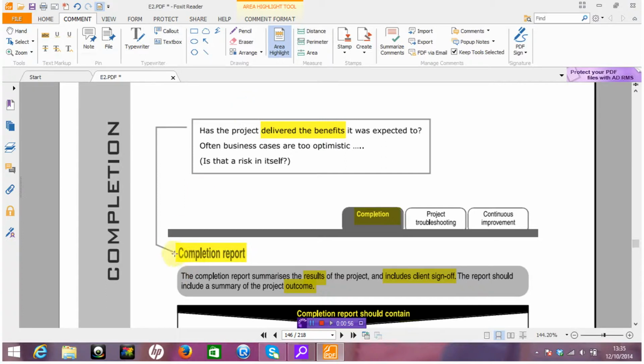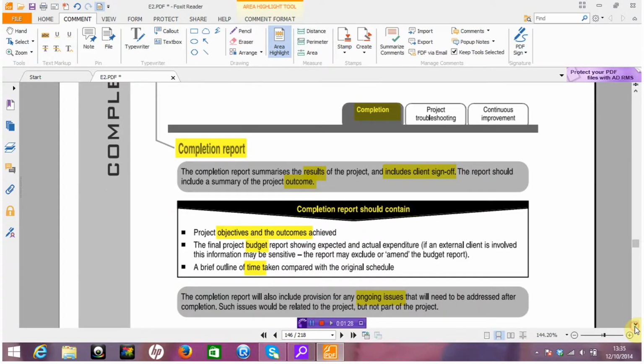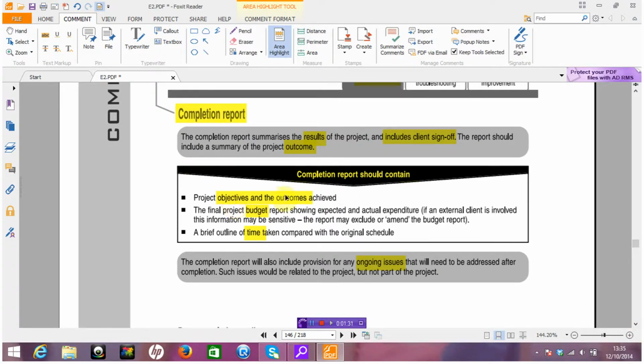Okay, so the first thing that we're going to look at is this idea of a completion report, and it's just a little summary here for you. What does a completion report do? Well, very much what you would expect. It summarizes what we've achieved with this particular project, what we've done, and it will on occasion include some sort of sign off, particularly for an external client. And really what we're trying to do is summarize the outcomes and compare those outcomes with the specified objectives.